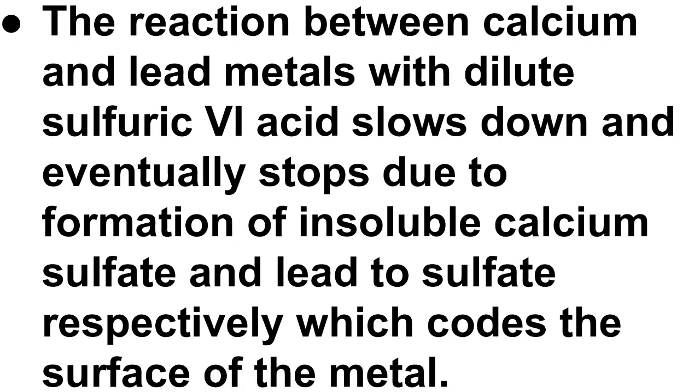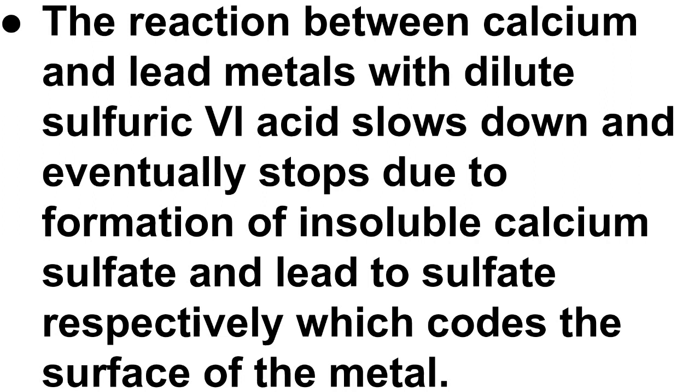Now, something else to note is the reaction between calcium and lead metal. When you are reacting calcium metal and lead metal with dilute sulfuric 6 acid, that reaction will not go to completion. It will just start and stop immediately, slows down and it stops. This is because these metals react with sulfuric 6 acid to form an insoluble coating. In the case of calcium, it will form an insoluble coating of calcium sulfate around the metal. And in the case of lead, it will form lead 2 sulfate.